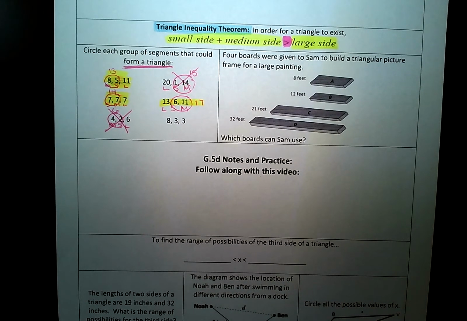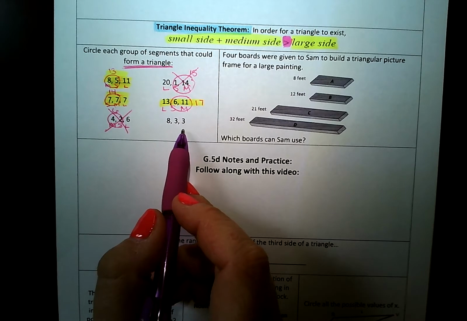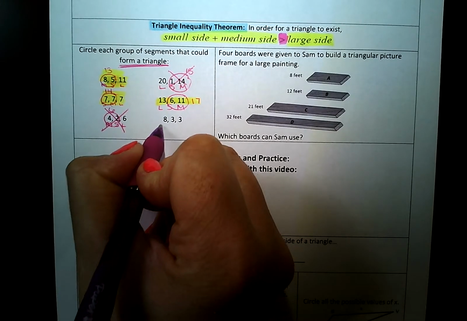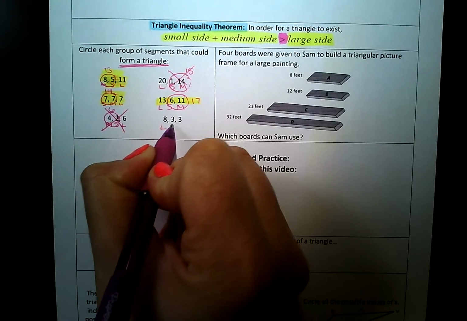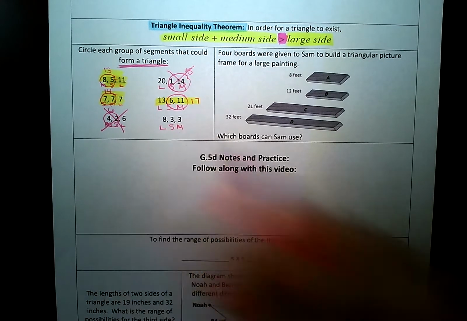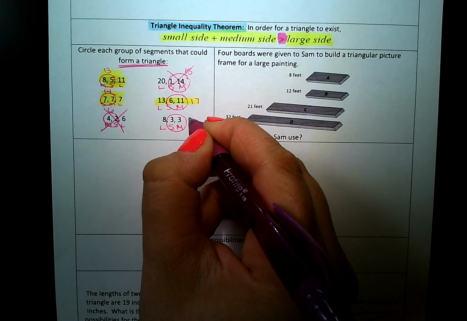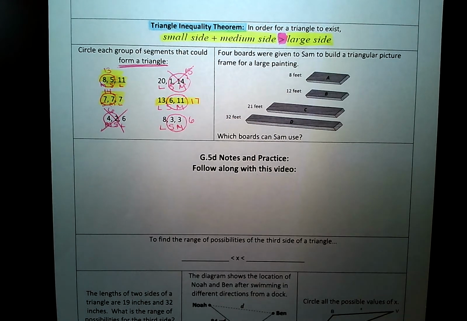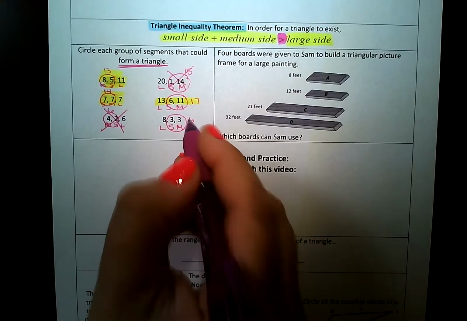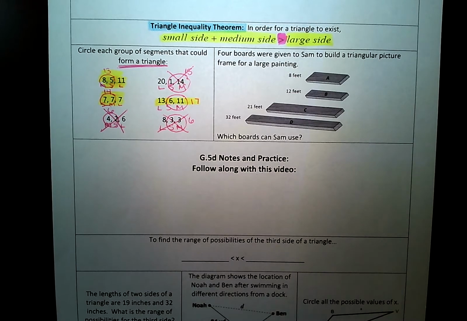And last but not least here, we've got 8, 3, 3. 8 would be the long side. 3 and 3 is a tie, so I'll call it short and medium. Do the two small sides add up to be more than 8? No, 3 plus 3 is 6. 6 is not more than 8, so that set could not form a triangle. So in this group, I've only got 3 that could form a triangle using the triangle inequality theorem.